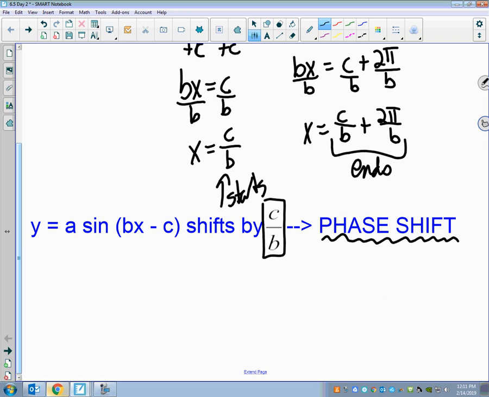I will say, notice, just like in a lot of our other formulas, the original formula is bx minus c, so you always take the opposite sign of what's happening there. So minus is positive c, plus is negative c.